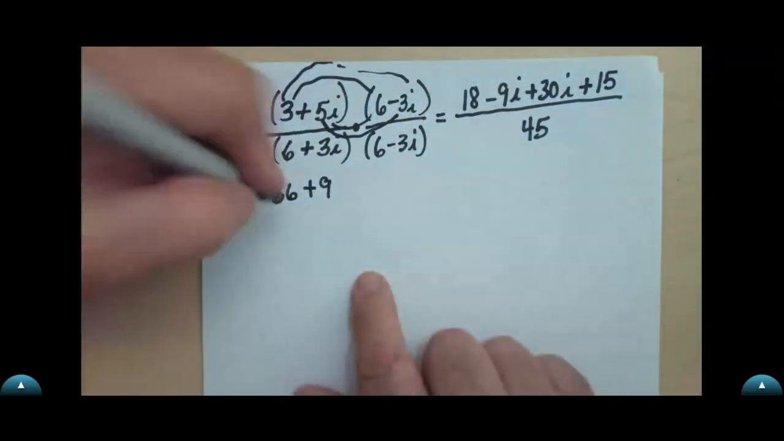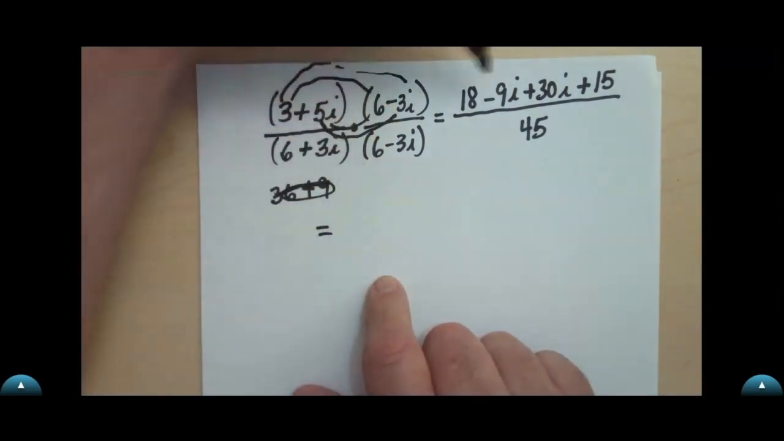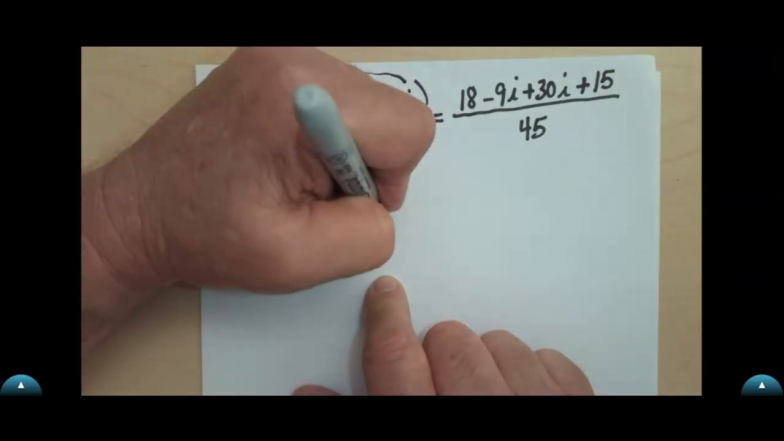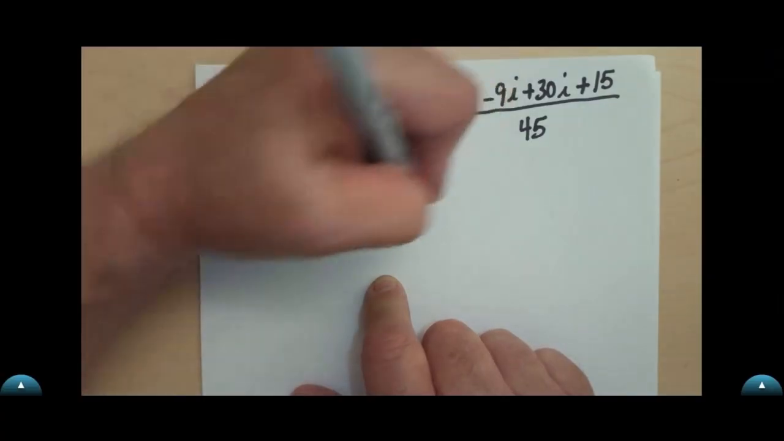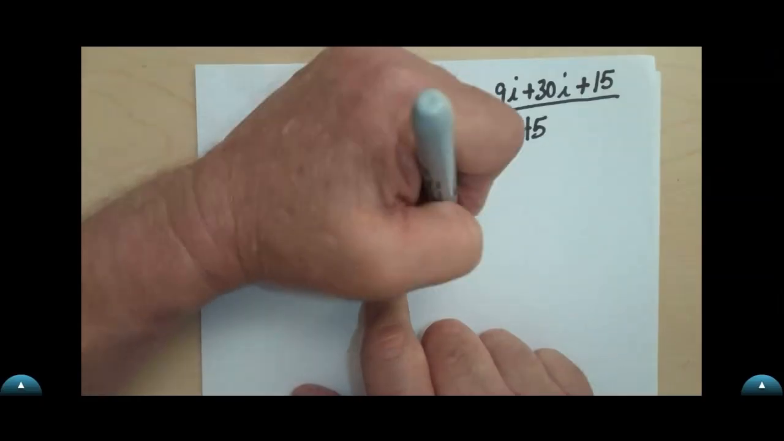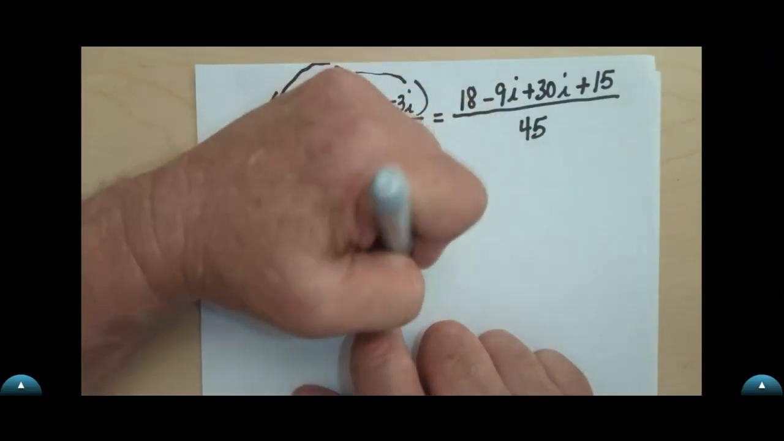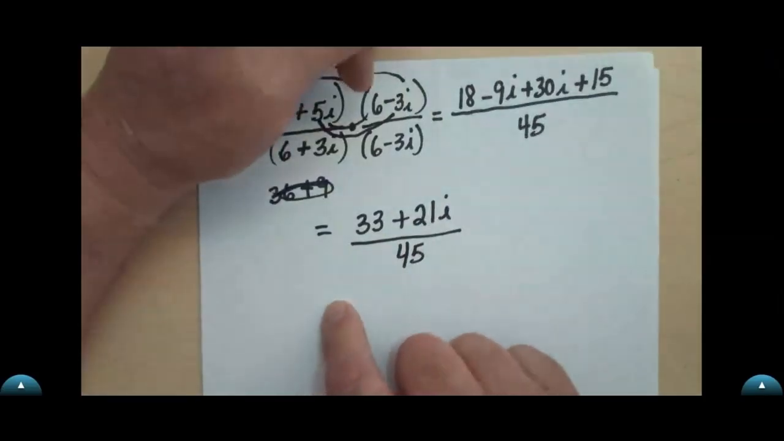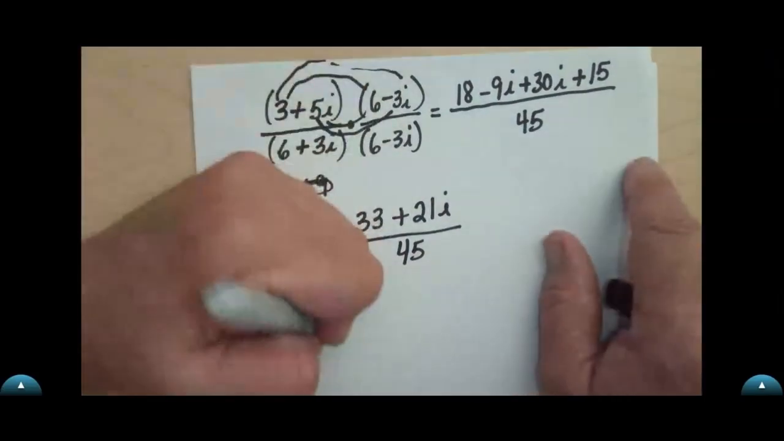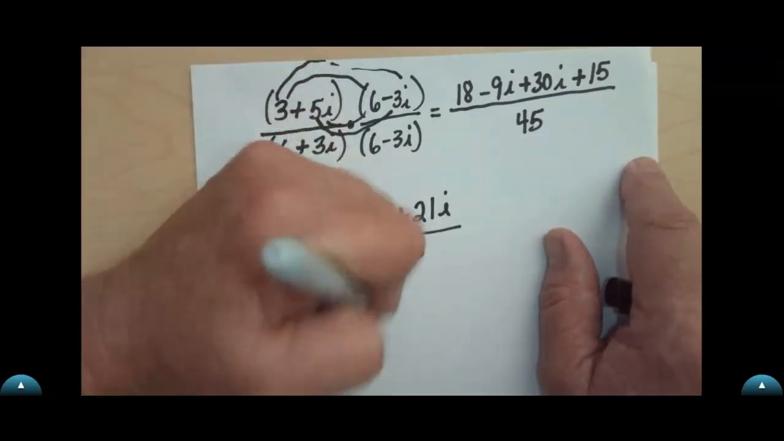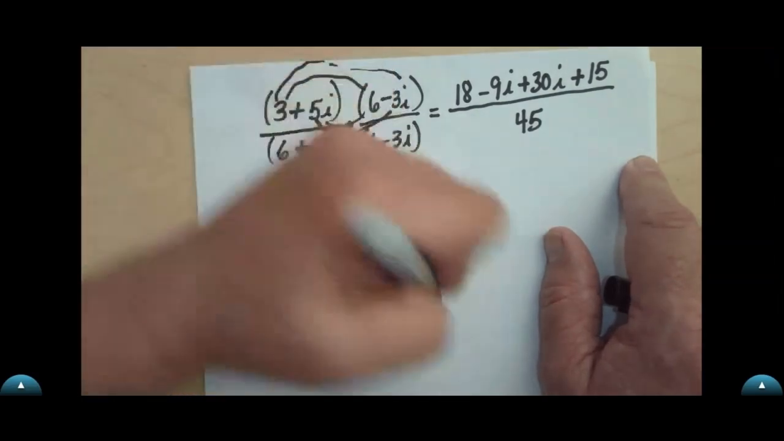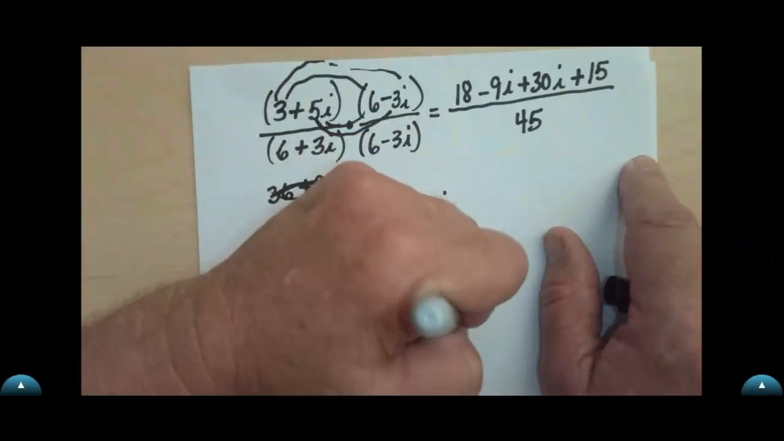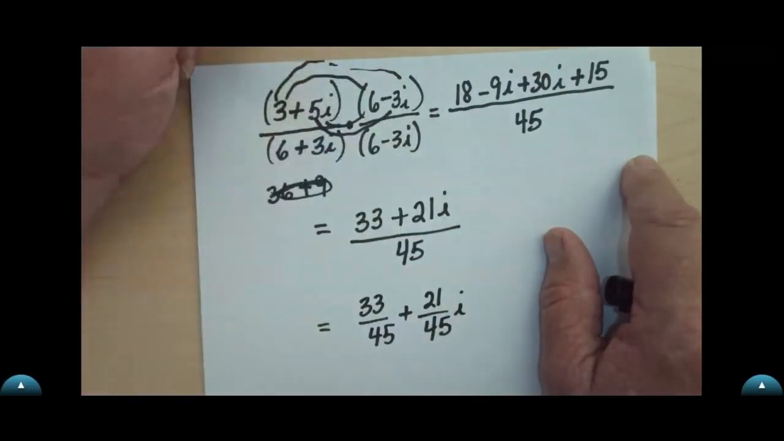Of course, here on top, we need to combine like parts. So 18 plus 15 is what, 33? And negative 9i plus 30i is positive 21i, is that right? And that's all over 45. And of course, we need to write this in standard form. And when we do, we'll have 33 over 45 plus 21 over 45 I.